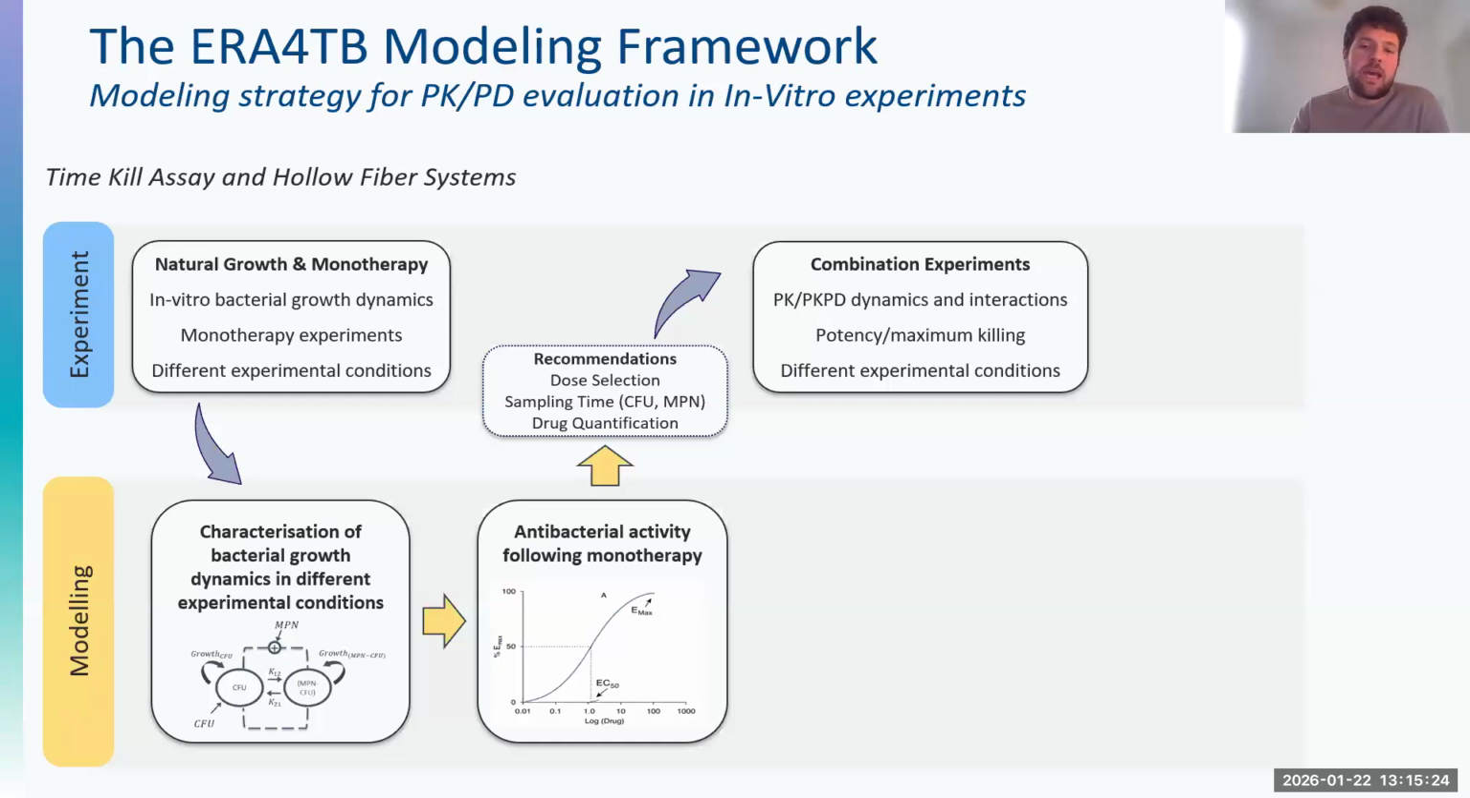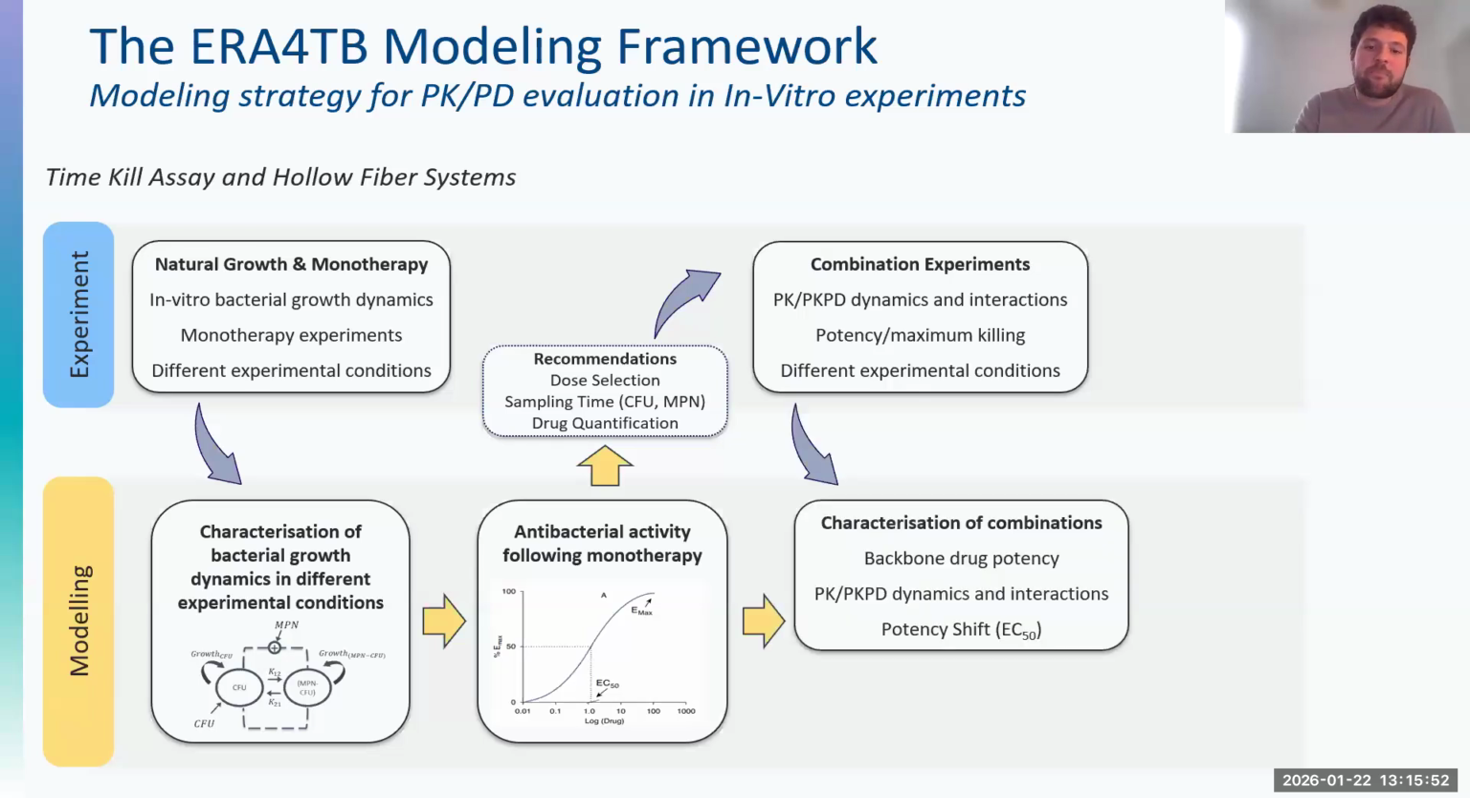In a combination experiment, we have three main objectives. Again, we try to reinform the PK/PD relationship, including the interaction between the drugs that are now included in the combination experiment, assessing the potency and the maximum killing of the overall combination. And we do this in different experimental conditions, different medium and different growing phase.